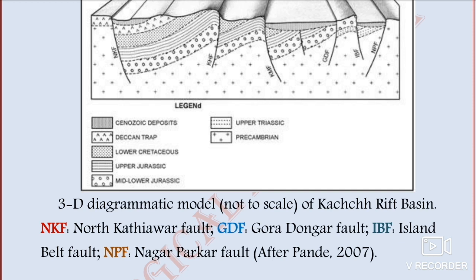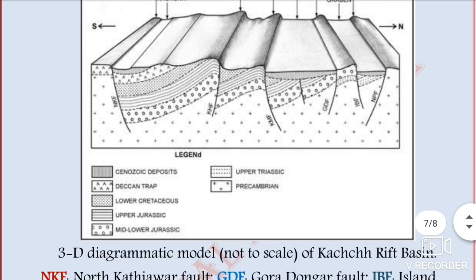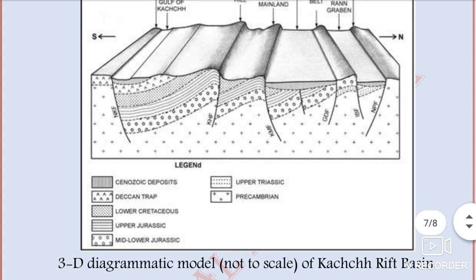So here you must understand the abbreviations. NKF means the North Kathiawar fault, as you can see in the diagram here. GDF is the Gora Dongar fault, IBF is the Island Belt fault, and NPF is the Nagar Parkar fault. Okay, as you can see in the legends, there are the Cenozoic deposits, the Deccan trap deposits, as we have talked about, the lower Cretaceous, the upper Jurassic, the mid to lower Jurassic, the upper Triassic, and the Precambrian.